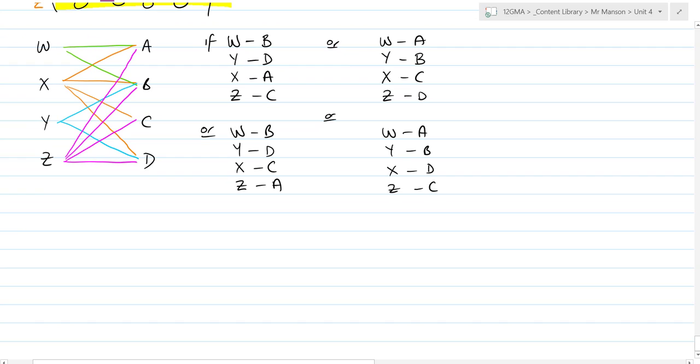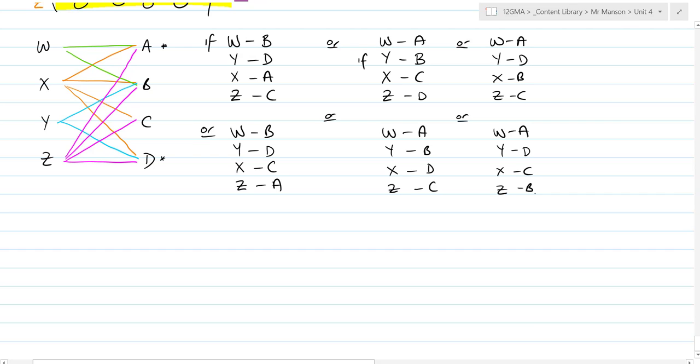Now I'm doing this with W as A. I've still got more with W as A, because last time I chose Y is B. So what if Y wasn't B? What if Y was D? W is A and Y is D. This crosses out D and A. X can be B or C, and Z can also be B or C, so I've got 2 more. Let's go X is B, Z is C, W is A, Y is D, or X is C, Z is B. There are my 6 options.